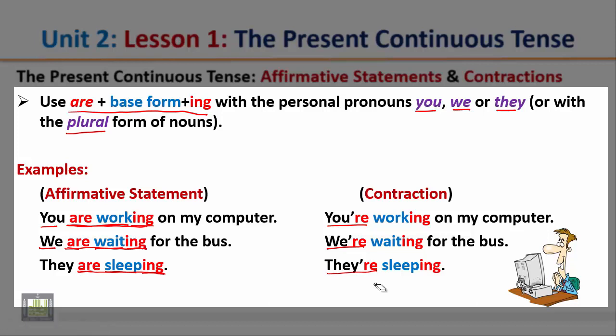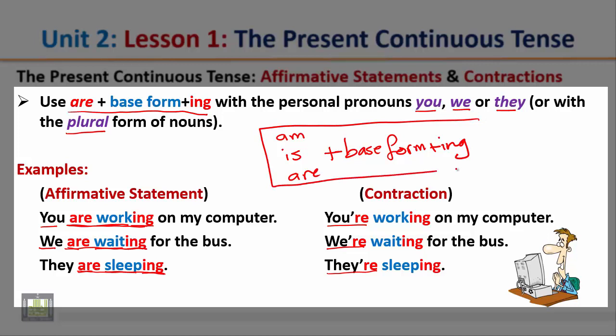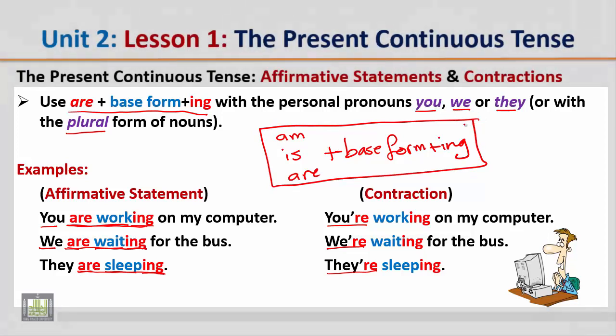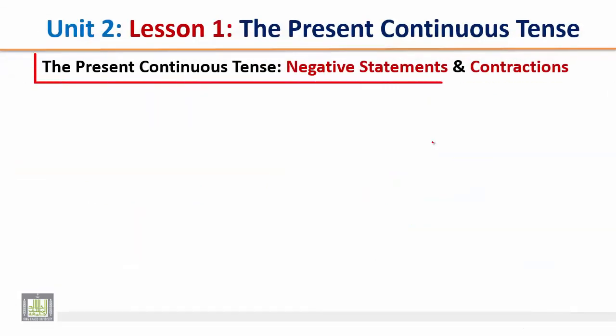So in the present continuous tense, we use am or is or are plus the base form of the verb ending in ing. So this is the form of the verb in the present continuous tense. The present continuous tense, negative statements and contractions.